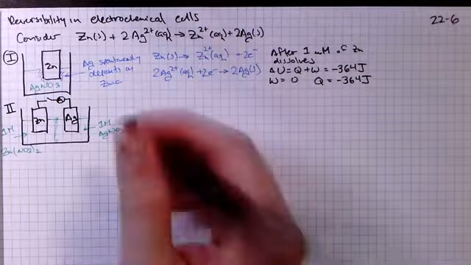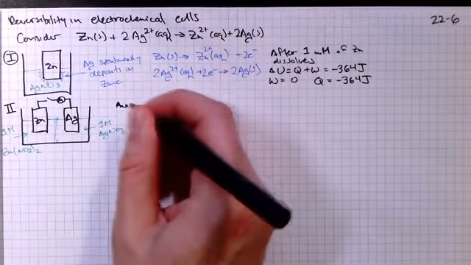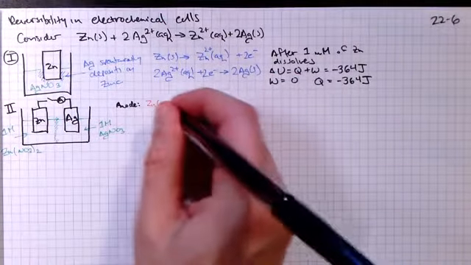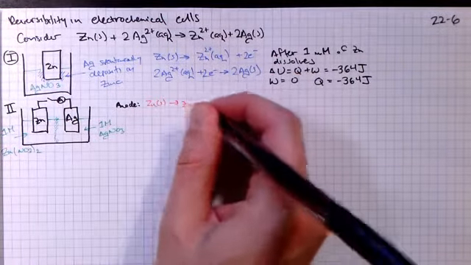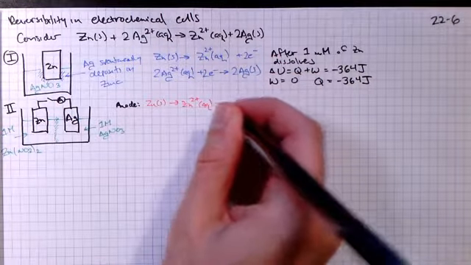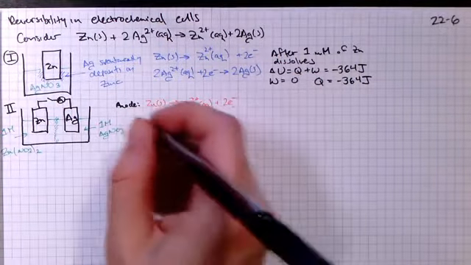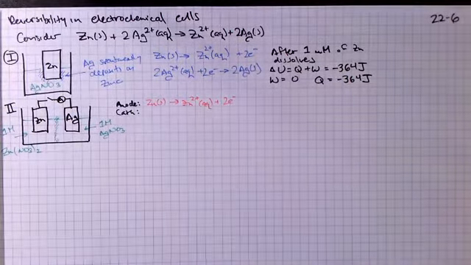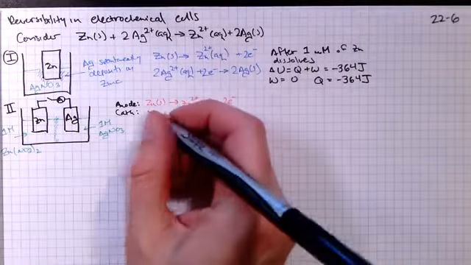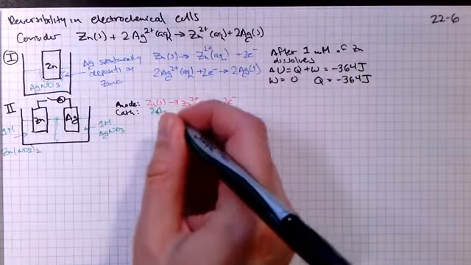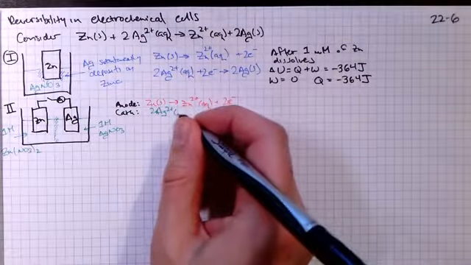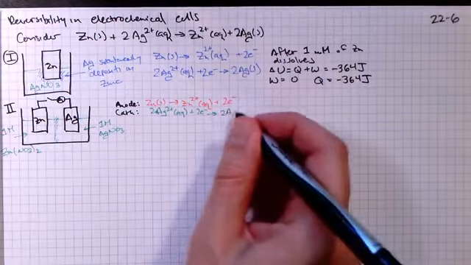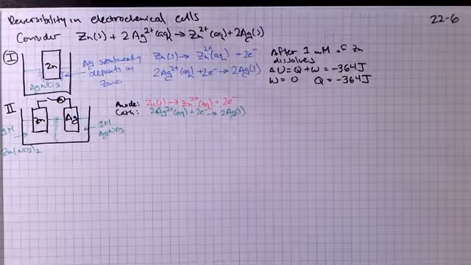So at the anode, we have the reaction that the solid zinc goes to Zn2 plus aqueous plus 2 electrons. Right, at the cathode, we have the 2 silver ions combining with the 2 electrons and becoming silver. That'll deposit out on the silver electrode.